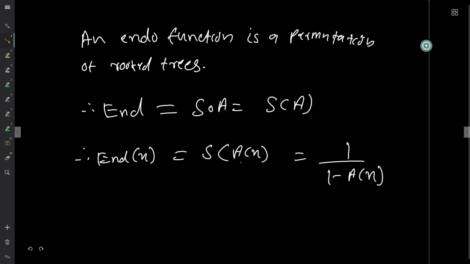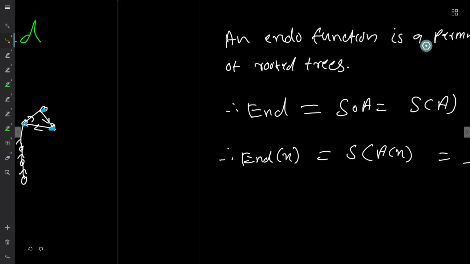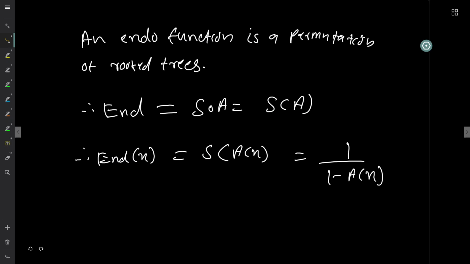And what is A of x, we don't know, but it is going to be 1 by 1 minus A of x, because S of x is 1 by 1 minus x. So if you find out what A of x is from the earlier part using the Lagrange inversion, we can also find E and D of x using this.